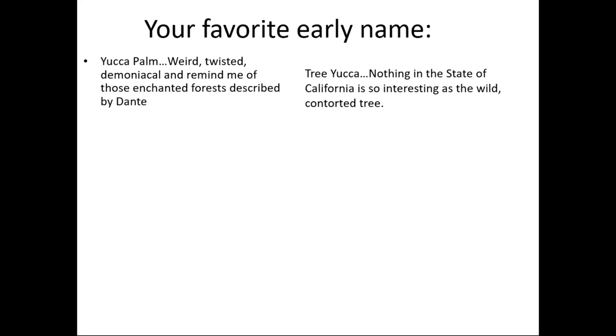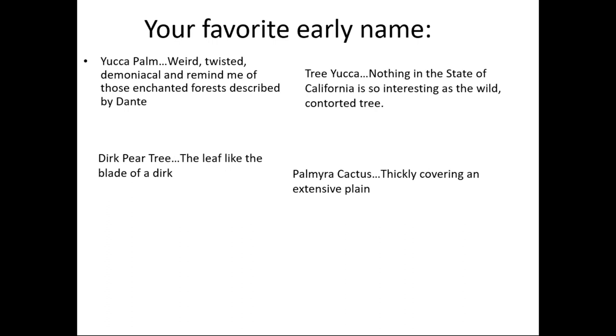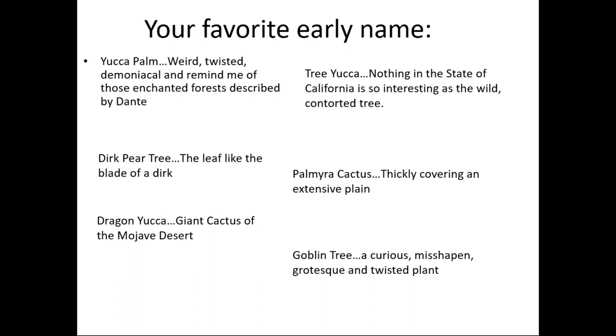The palmyra cactus, you know, very exotic, thickly covering an extensive plain. The dirk pear tree, the blade of a dirk, very aggressive, very American macho. I love it. Thank you, Jedediah Smith, for that one. The goblin tree. Oh my gosh, how cool is that? This is totally like gargoyles. It's curious. It's misshapen. And best of all, the dragon yucca. This is like spin jitsu for any of you who have children or who like Lego characters, giant cactus of the Mojave Desert.